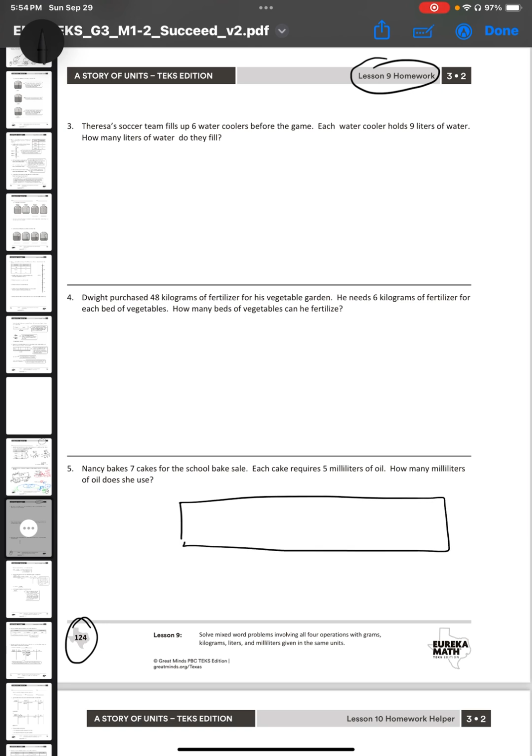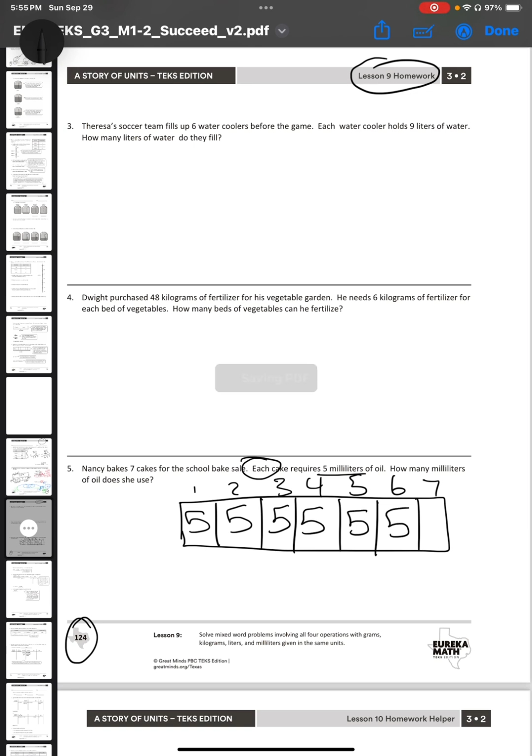I know that there are 7 cakes. I'm going to create a strip diagram to break that into 7 sections, 1 for each cake. I'm going to draw 6 vertical lines. That should give me 7 sections, 1 for each cake. Each cake requires 5 milliliters of oil, so I'm going to make a note of that on the strip diagram. Each means every single one.